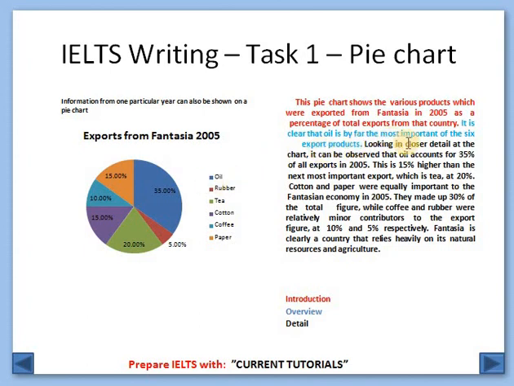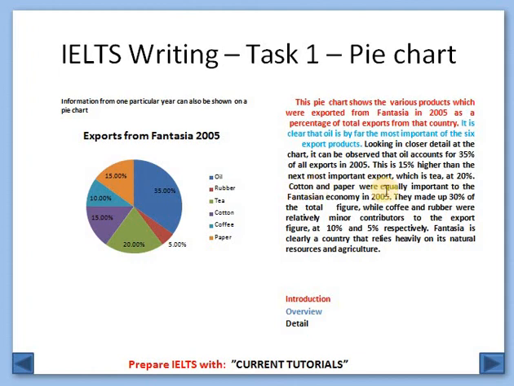Looking closer at the detail of the chart, it can be observed that oil accounts for 35% of exports in 2005. This is 15% higher than the next most important export, which is tea. So tea is at 20%, and 35% is 15% higher than tea at 20%.